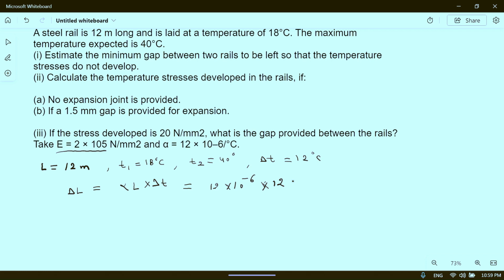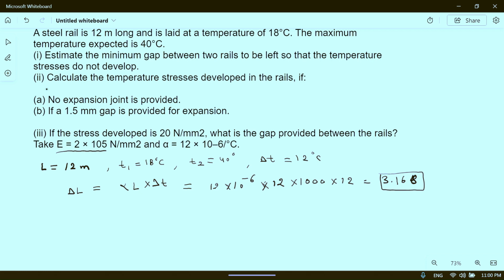If we calculate in millimeter, then we will multiply by 1000, because 1 meter is 1000 mm, and delta T is 22 degrees Celsius. So if you calculate this value, then you will get 3.168 mm. So one rail will expand by 3.168 mm. So we have to provide a gap of 3.168 mm, so that if the rail expands, then it will not cause stress between the two rails.